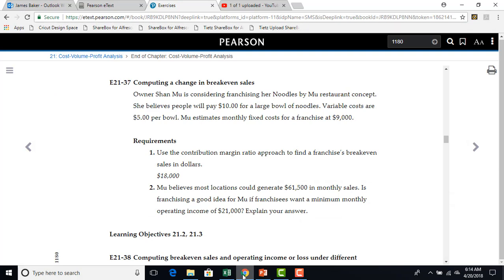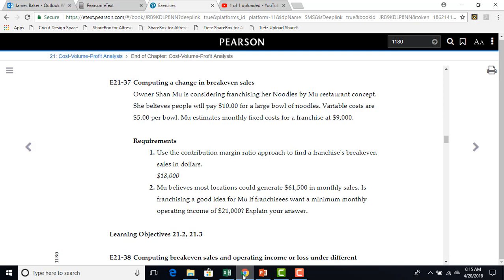Number 2 says, Moo believes that most locations could generate $61,500 in monthly sales. And it wants to know if franchising is a good idea for Moo if franchisees want a minimum monthly operating income of $21,000. And then it says to explain my answer. All right, so I got a problem with this one. I don't have like terms here that I can compare. I have one number that gives me what they expect they could generate in monthly sales, and then one number which tells me what Moo expects their monthly operating income to be.